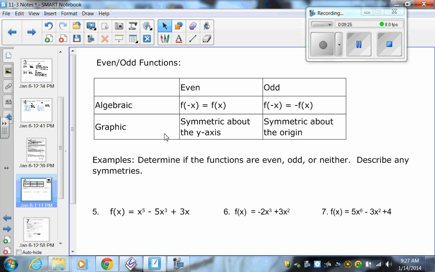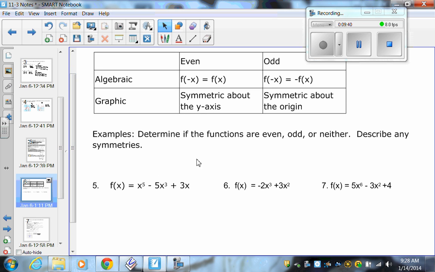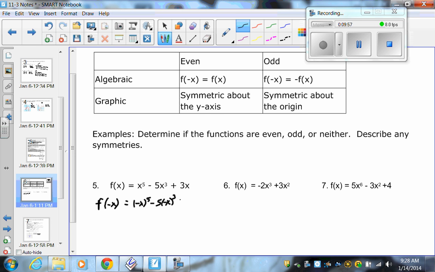And then graphically, you're going to be asked to describe the symmetry. So if you have an even function, you're going to say that it's symmetric about the y-axis. And if you have an odd function, you're going to say that it's symmetric about the origin. Okay? So first things first, using the algebraic definition, what this is saying is if I plug in f of negative x, I'm going to have negative x to the fifth minus 5 times negative x to the third plus 3 times negative x.